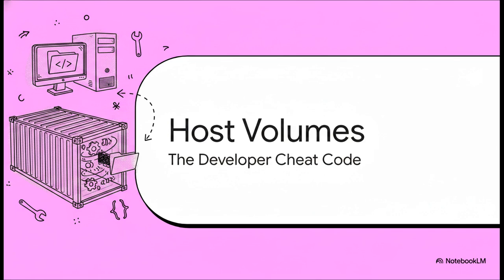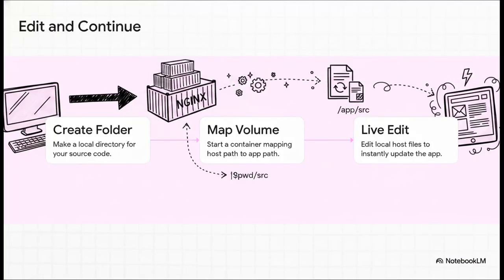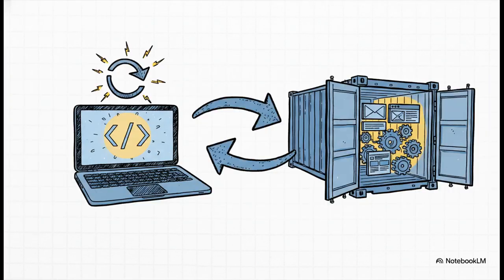This is basically the ultimate developer cheat code. Say you're building a website. Instead of setting up a managed volume, you can literally just mount your live workspace folder straight into an Nginx container. You just take your local source code folder, map it over to the container's web directory using an absolute path, and boom, you've just created a magical edit and continue workflow. And trust me, this is a massive time saver.